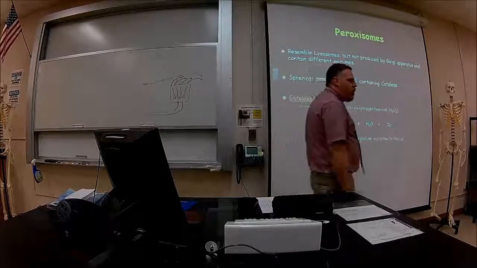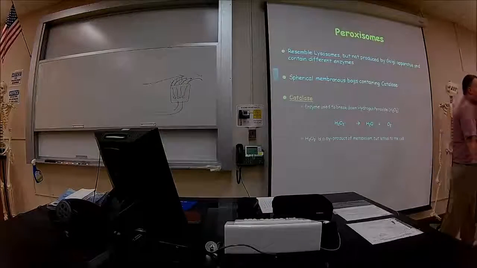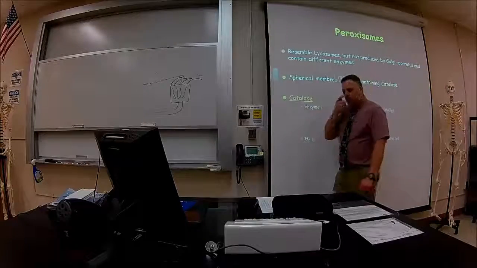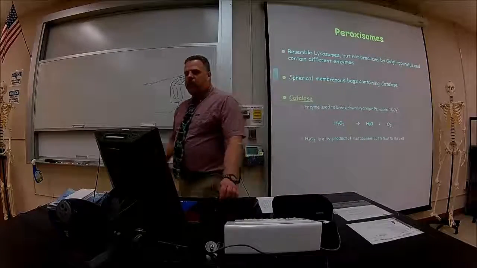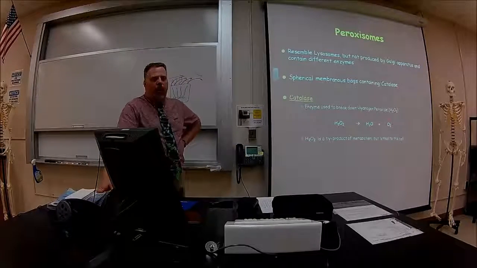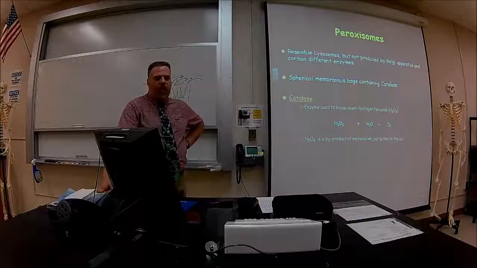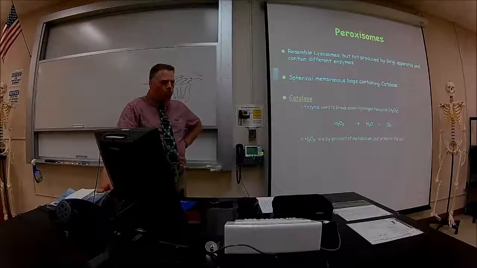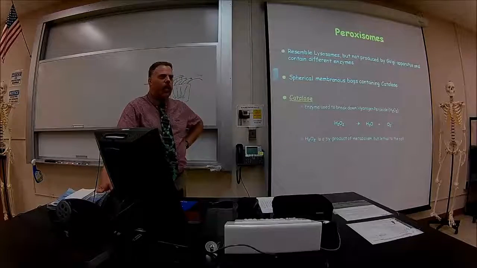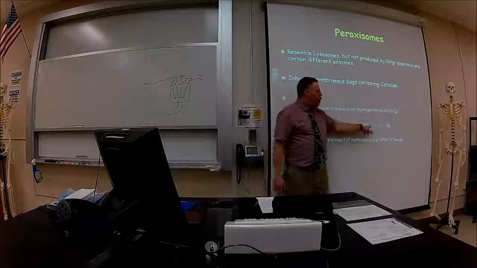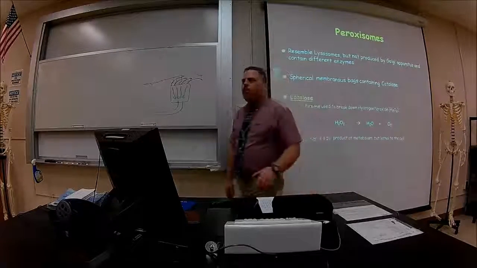Peroxisomes. Similar to lysosomes, they have enzymes, but there's only one type of enzyme in there. It's called catalase. Catalase is an enzyme that's used to break down hydrogen peroxide. Hydrogen peroxide is a byproduct of metabolism, but it's lethal to the cell. So we have to get rid of that hydrogen peroxide. And what it does is break the hydrogen peroxide, which is H2O2, into water and oxygen, which we can then use.